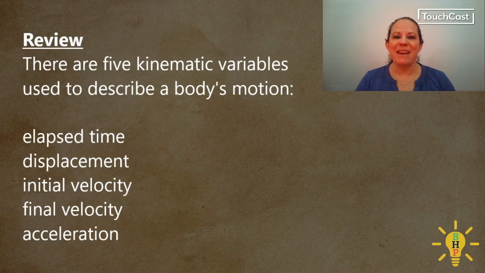There are 5 kinematic variables that we use to describe a body's motion. First, there's the elapsed time, t. Oops, apparently I don't have my draw tool on. Give me just a moment.